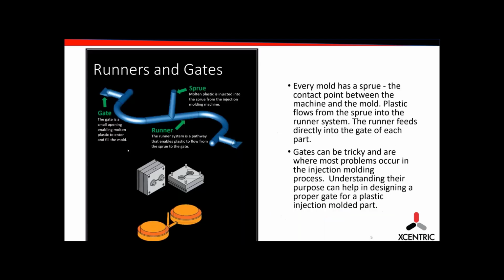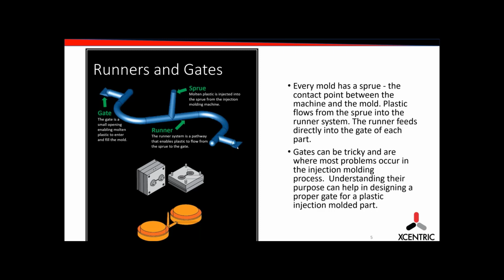And John, you want to go to the runners and gates. This is one of the most important parts of getting plastic into the tool, starting at the sprue, which is where it comes from the machine. If you want to think of this system as a river system, the sprue would be the spring, the start of where the plastic comes into the tool, and then it's going to go down the runner system. You can look at that as a river, which the plastic will flow all the way to the end of the part geometry.